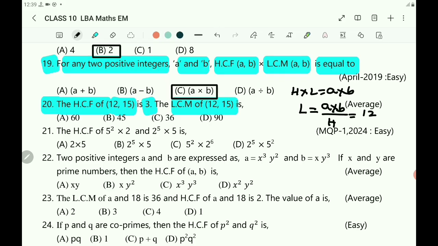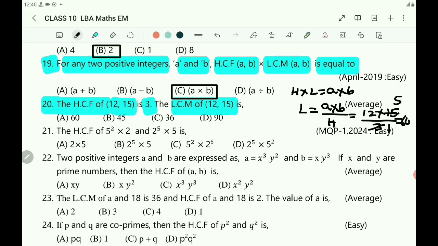So in the place of a, you write 12, the first number. In the place of b, write 15, the second number. 12 into 15 by H. H means HCF, and here 3 is the HCF of 12 and 15. So write 3. Then you can cancel by 3, because 3 fours are 12 or 3 fives are 15. Then the product of 12 and 5 is 60.